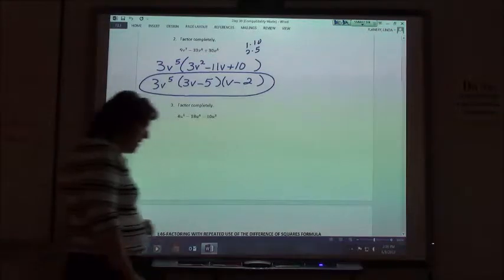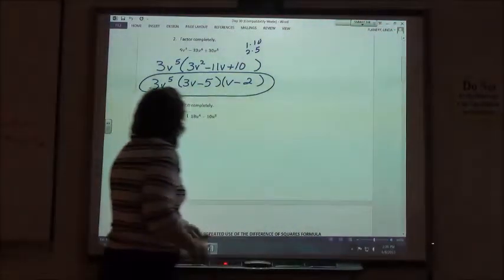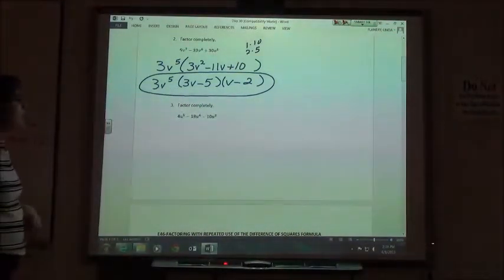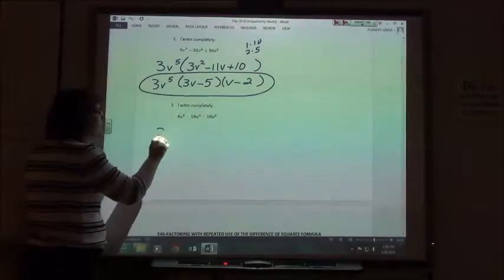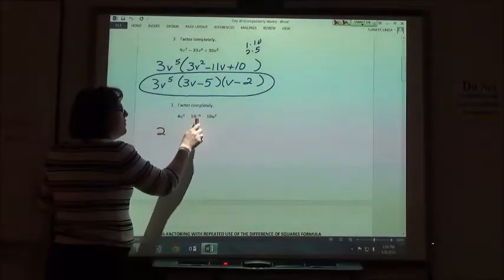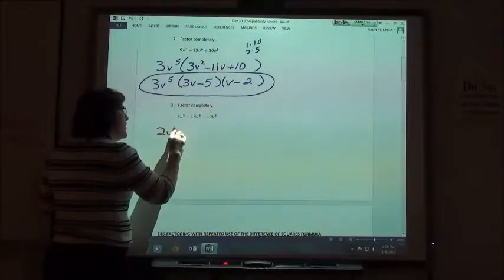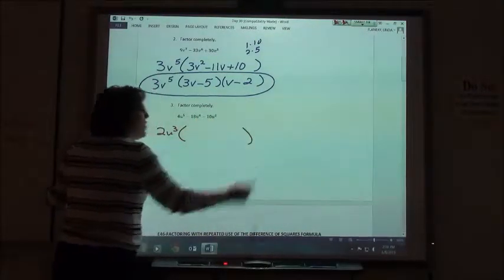Third one, same kind of thing. Tells me to factor completely. I look for my greatest common factor. I have 4, 18, and 10. All of those are divisible by 2. u to the 5th, u to the 4th, and u to the 3rd. So I'm going to use the u to the 3rd since that's my lower exponent.